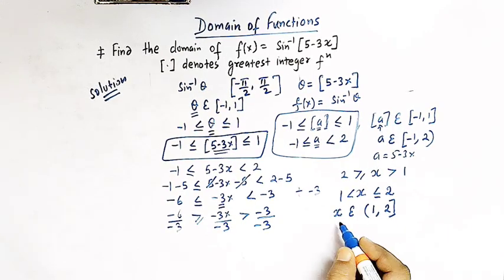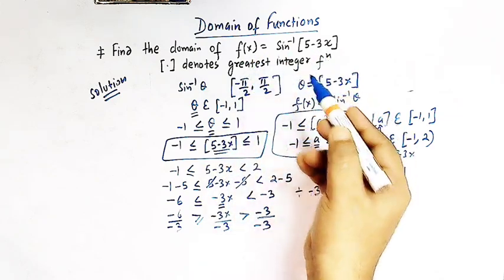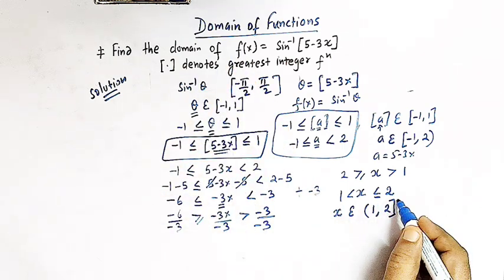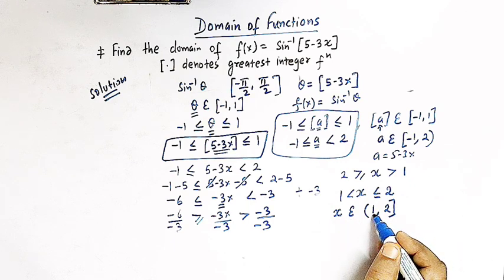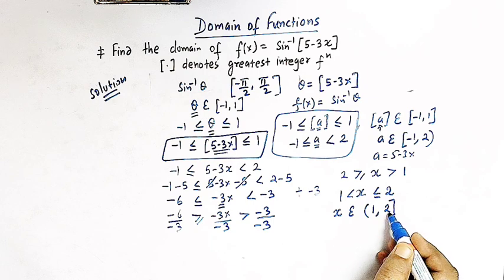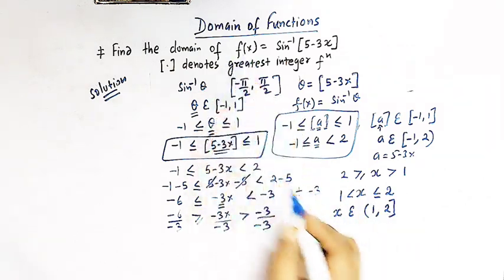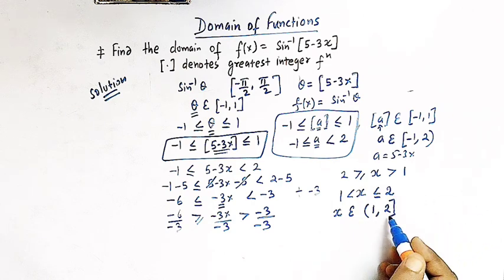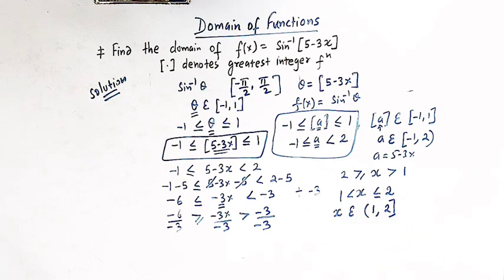So we see that the domain of this function, it means we have to search for those values of x for which this function is defined, and we have arrived at this result, that is x belonging to the interval 1 comma 2. So the domain of this function is given by this interval, that is 1 comma 2, which is open from 1 and closed from 2.